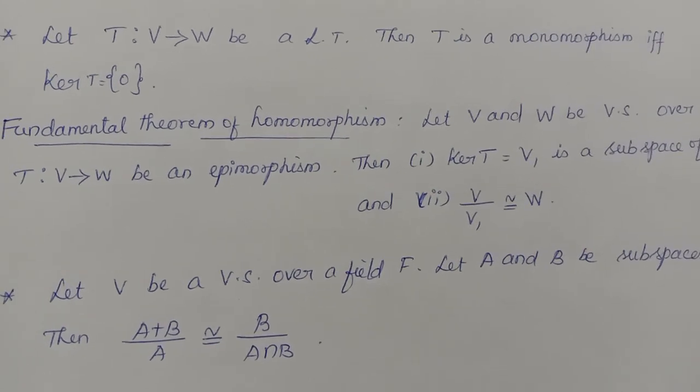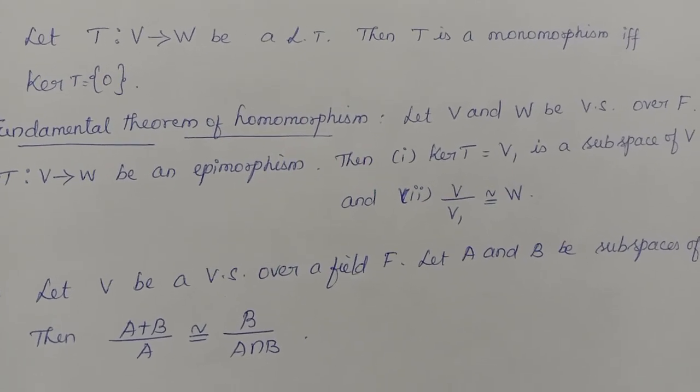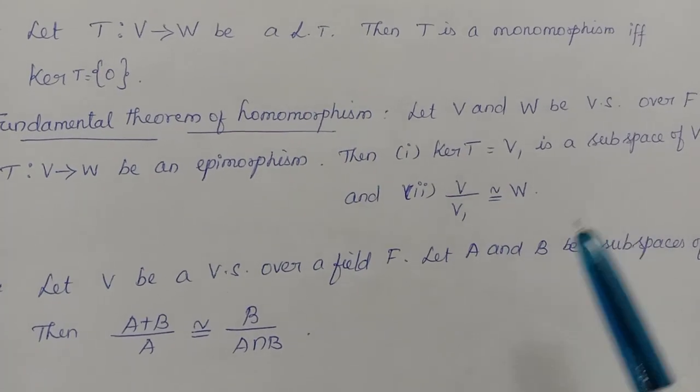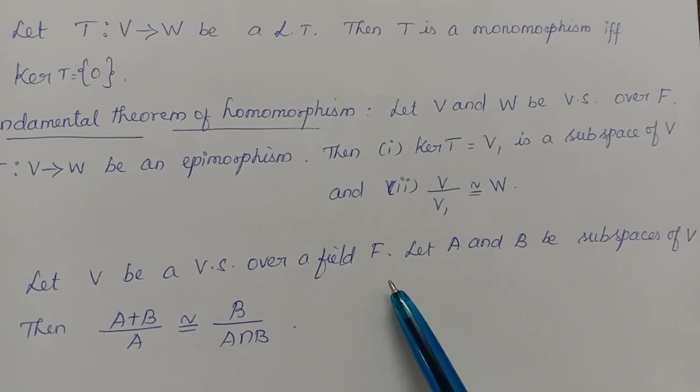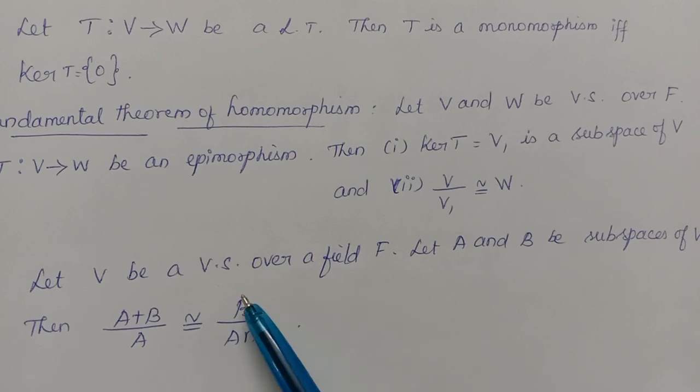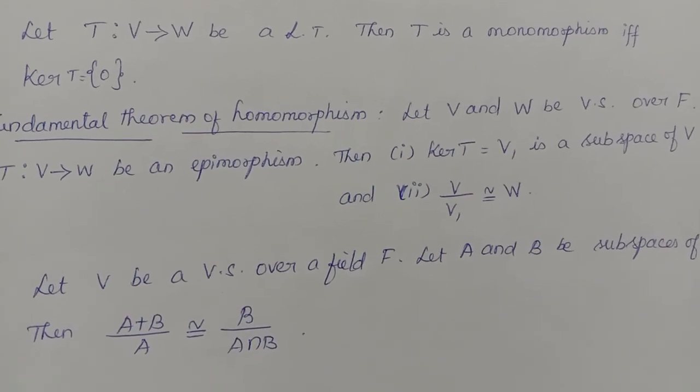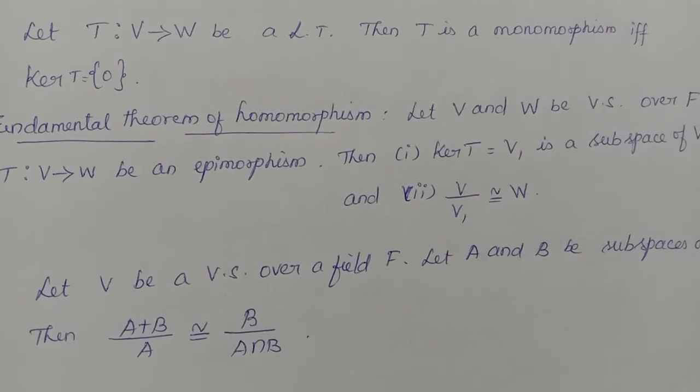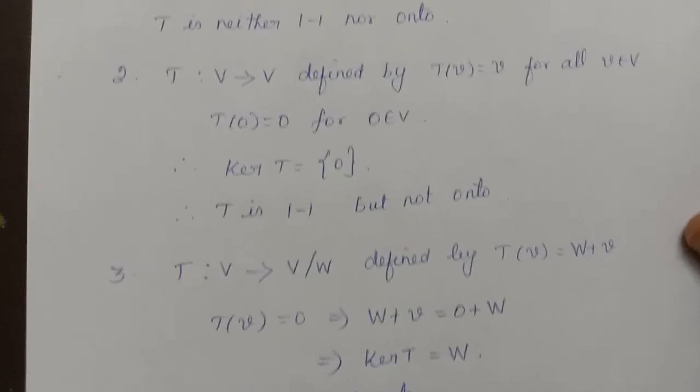Okay, then another result. V is a vector space over a field F, and A and B are subspaces of V. In that case, what do we have? A plus B by A is isomorphic to B by A intersection B. These are important results that I am stating here without giving the proof. So, remember the statements.